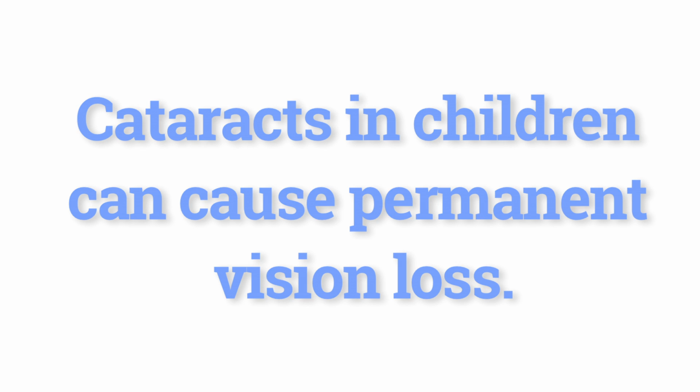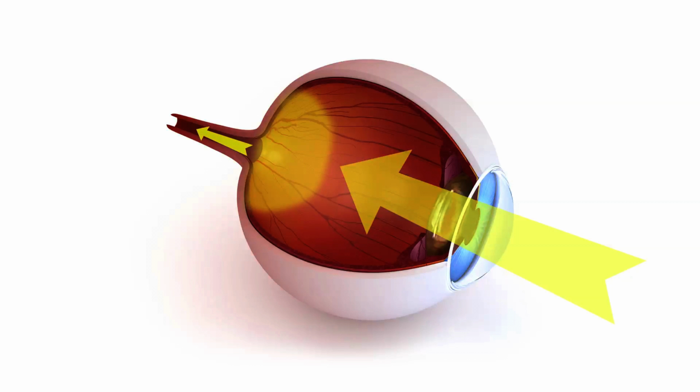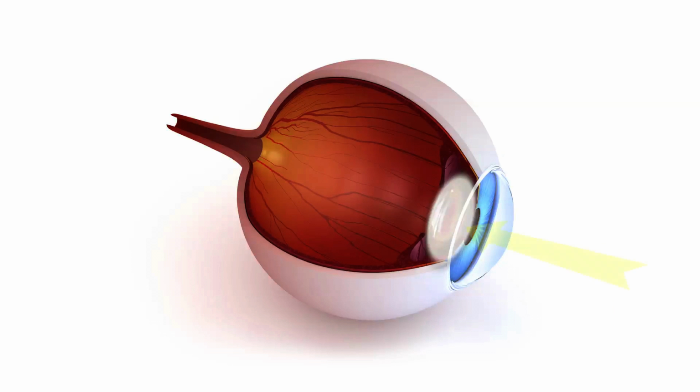So for a child to develop normal vision, light rays need to be able to enter the eye and focus on the back part of the eye to send a clear and focused image to the brain. When a cloudiness of the lens or a cataract forms, these light rays may be blocked and unable to focus on the back of the eye. If this occurs, a child may not be able to develop normal vision.